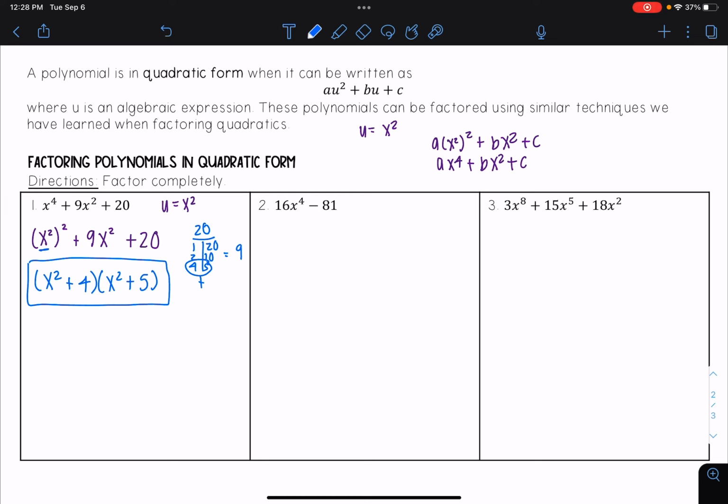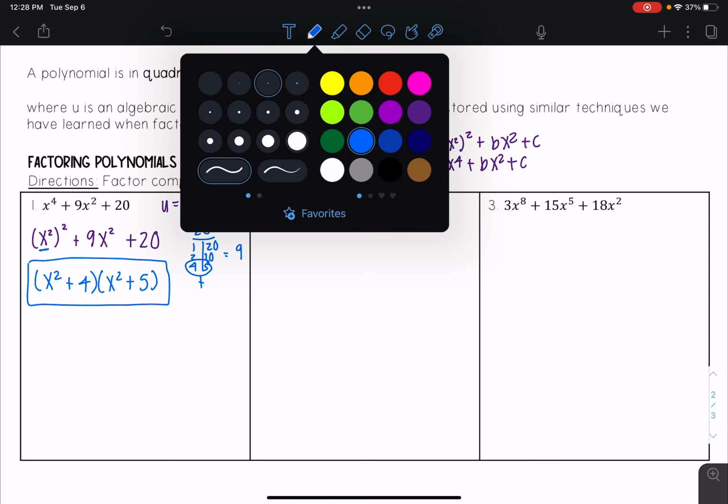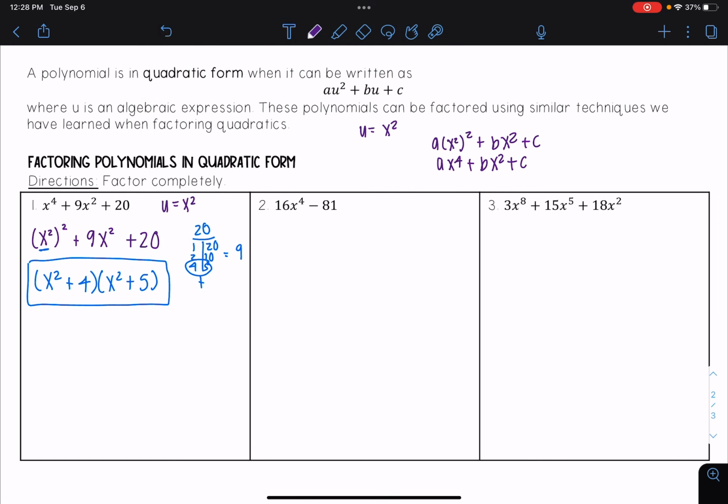Okay, let's look at another example. Here I have 16x to the fourth minus 81. I have this subtraction, so it almost looks like a difference of squares, but I have this raised to the fourth power. So I can rewrite this so that it does look like a quadratic. I'm going to see what squared gets me 16x to the fourth. Well, 4 squared gets me 16, and x squared squared gets me x to the fourth.